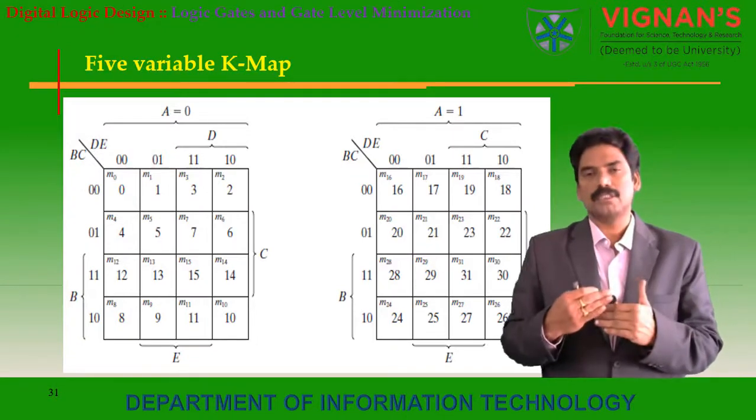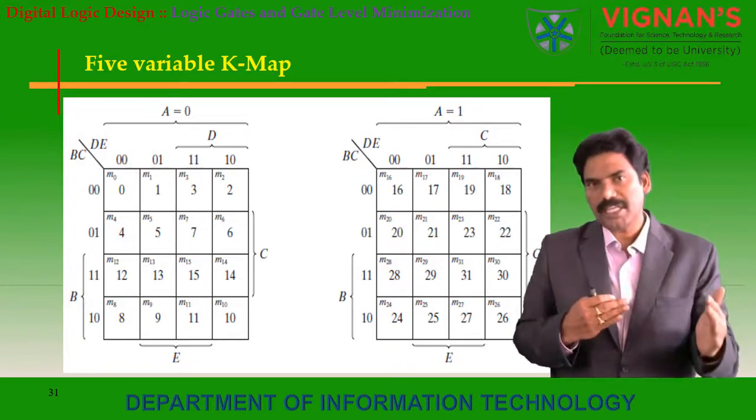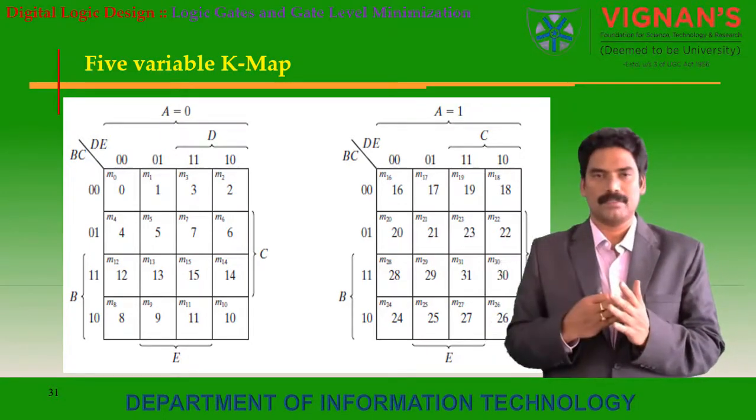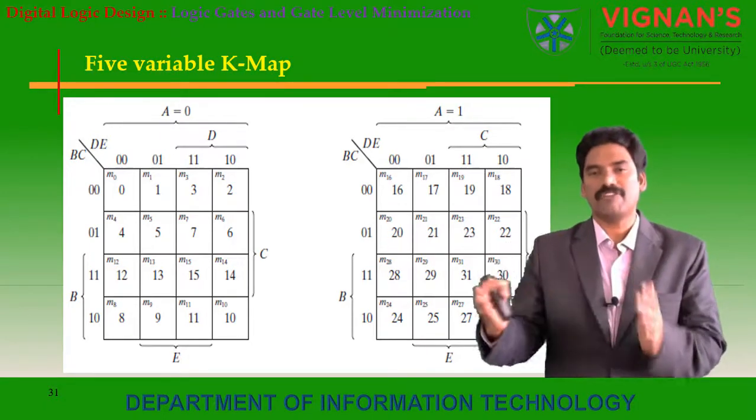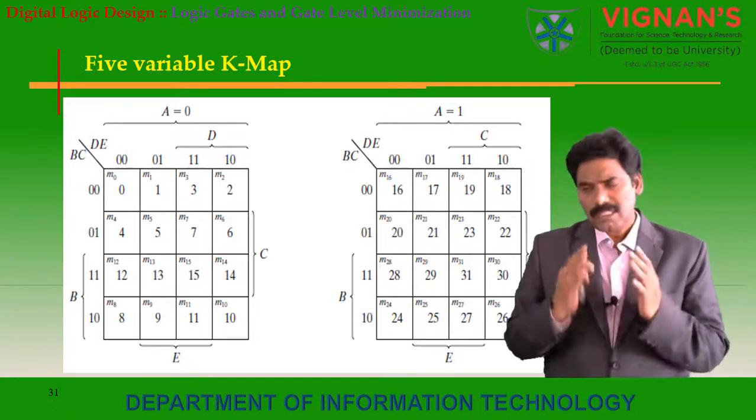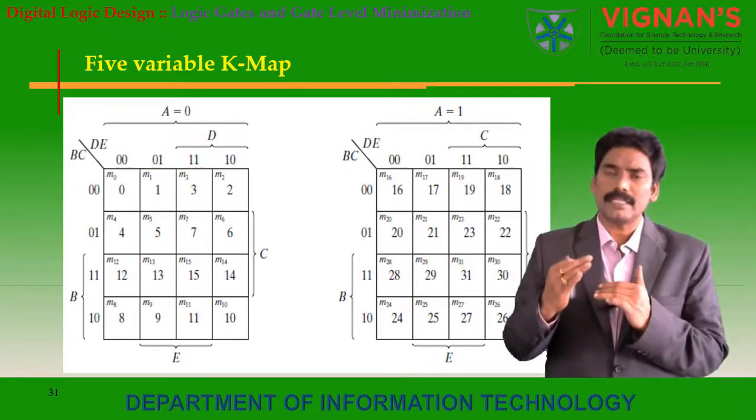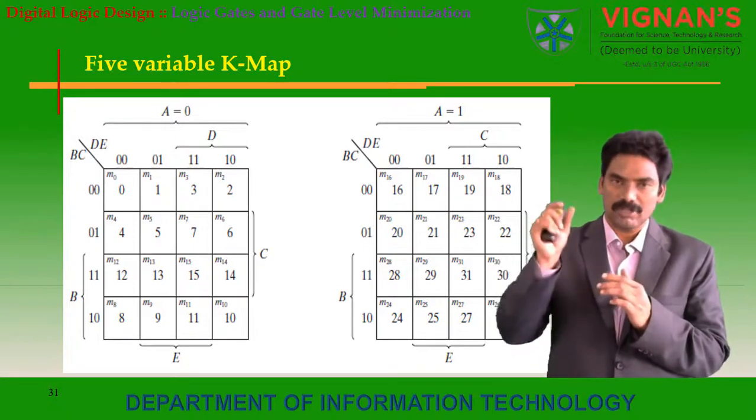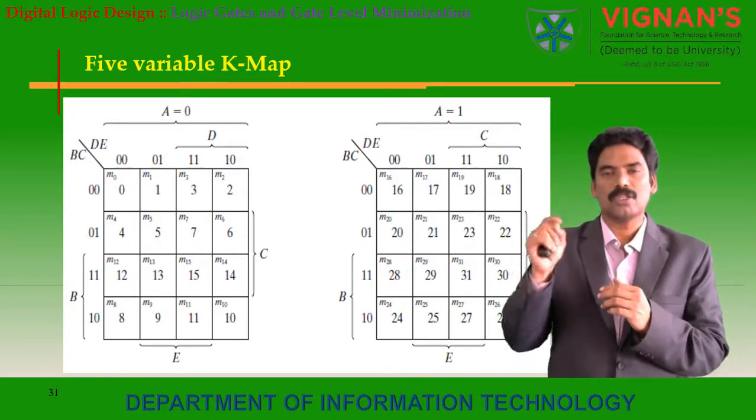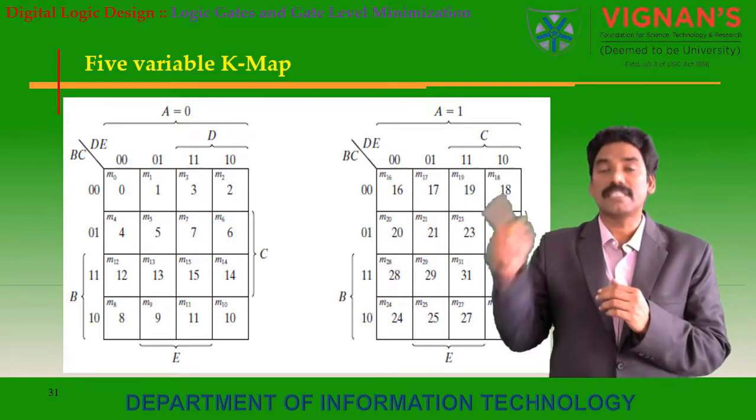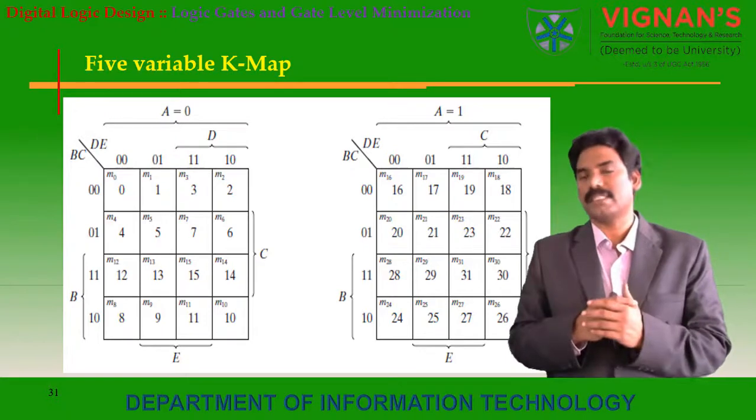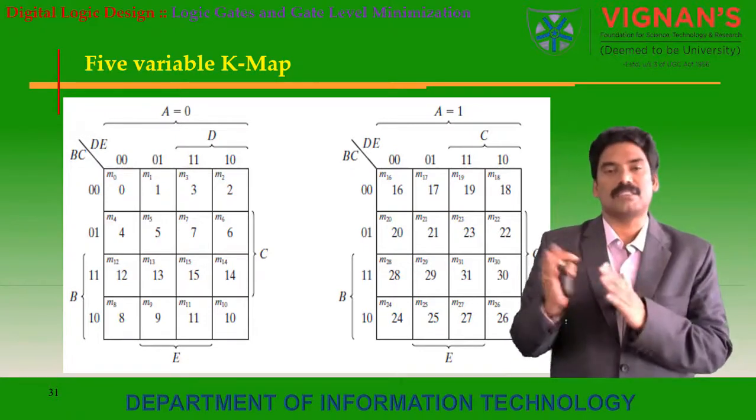we have discussed the 2 variable K map, 3 variable K map and 4 variable K map. Now this is the 5 variable K map. How many squares does a 5 variable K map contain? 2 to the power of 5, that is, it contains 32 squares. These 32 squares are represented like this.